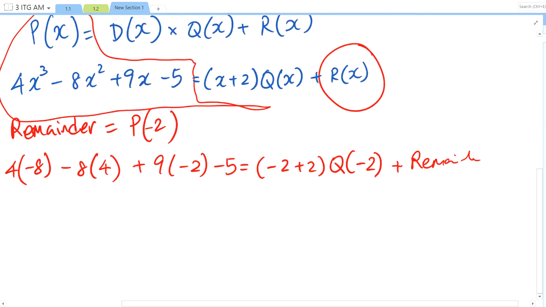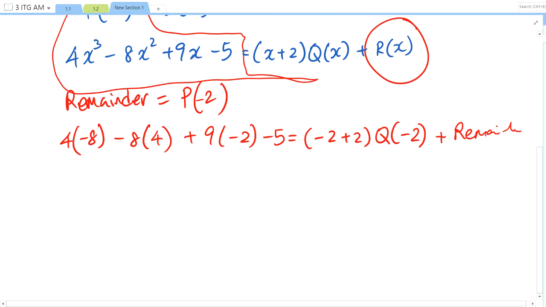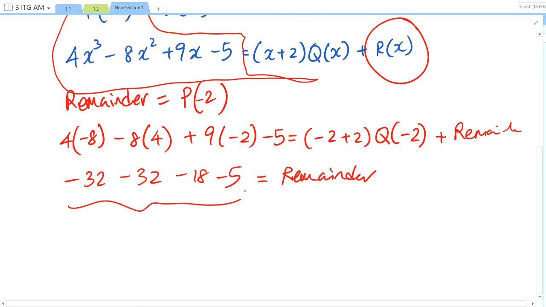R-E-M-A-I-N-D-E-R. Correct? Yes. Okay. Left hand side, what do we get? Negative 32. What is this? Negative 32 minus 18 minus 5 equals 0 times Q. I don't care what Q is. It becomes 0. Equals remainder. How much is this over here? 81. Really? Wait, how much is this? Wow, why do you all not want to use your calculator to help me?